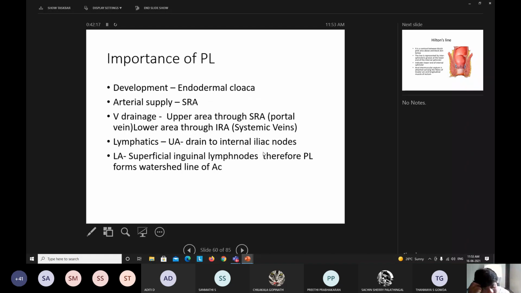Importance of the pectinate line. Its development is from the endodermal cloaca. Arterial supply is by the superior rectal artery. Venous drainage of the upper area is through the superior rectal vein, that is through the portal vein; the lower area drains through the systemic veins, that is the inferior rectal veins. Lymphatics of the upper area drain to the internal iliac lymph nodes, the lower area drains to the superficial inguinal lymph nodes. Therefore, the pectinate line forms the watershed line for the anal canal.